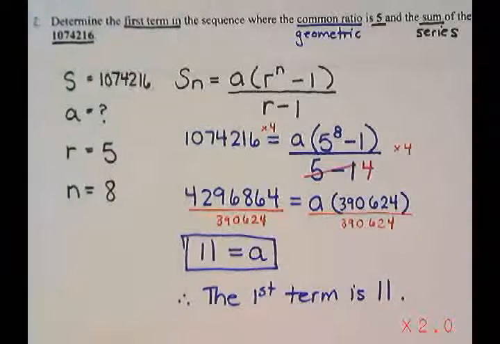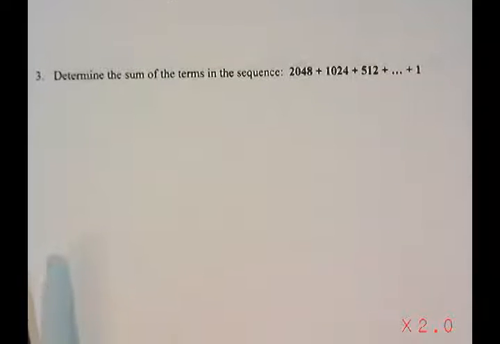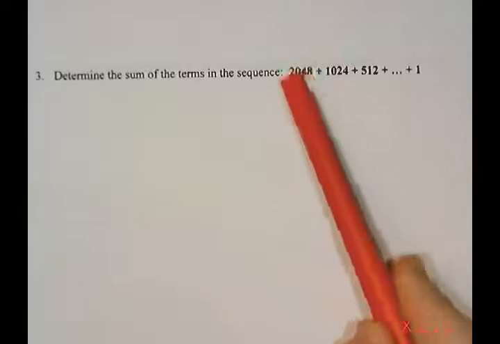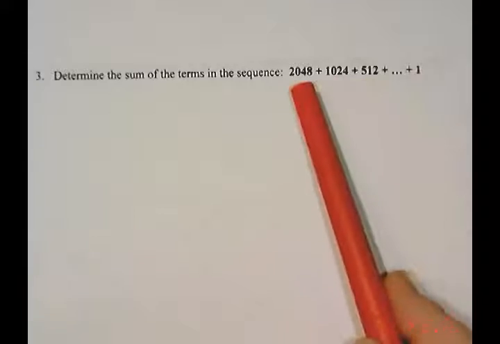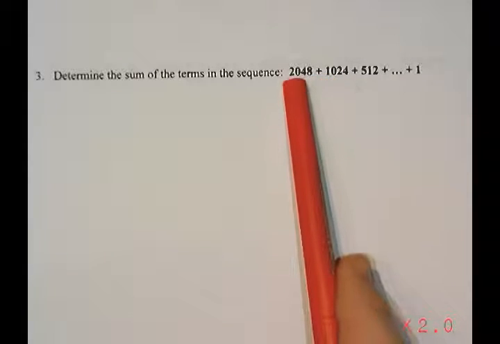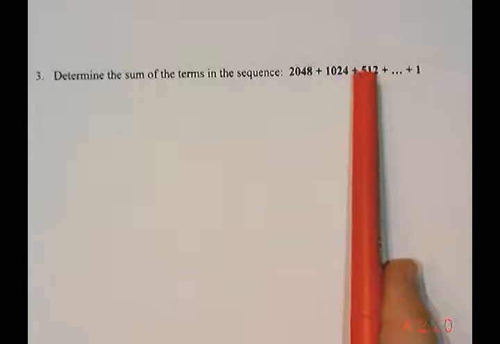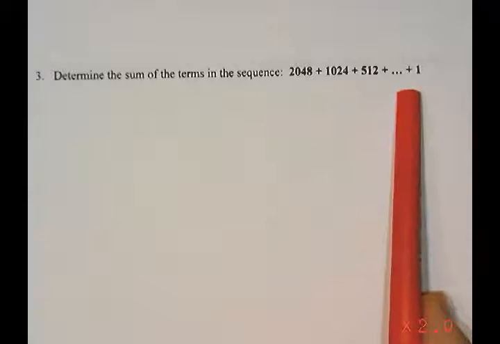Okay, we have one more question here. It says determine the sum of the terms in the sequence 2048, 1024, 512, and then all the way down to 1. So the first thing we should do is try to figure out whether we think this is arithmetic or geometric. I notice that the terms are getting smaller. So here, 2048, 1024, I'd be subtracting 1024, but I'm not subtracting 1024 to get from here to here. So I know this is not arithmetic.